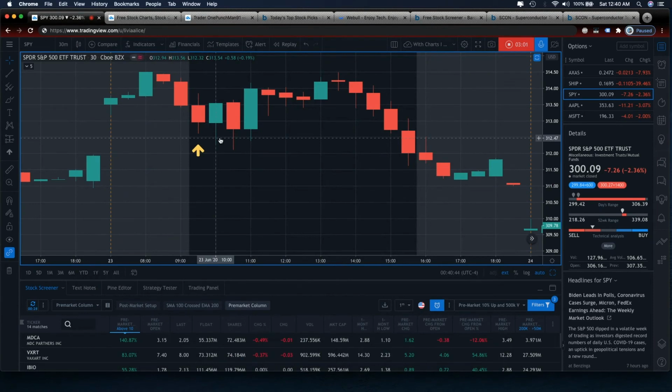For an example, my screen shows a 30-minute candlestick chart of S&P 500 ETF. At the open bell today, the first 30-minute candle was a bearish candle. When I point over the first candle, in the top left corner next to the name of the stock, you can see the open price, highest price, lowest price, and closing price respectively.